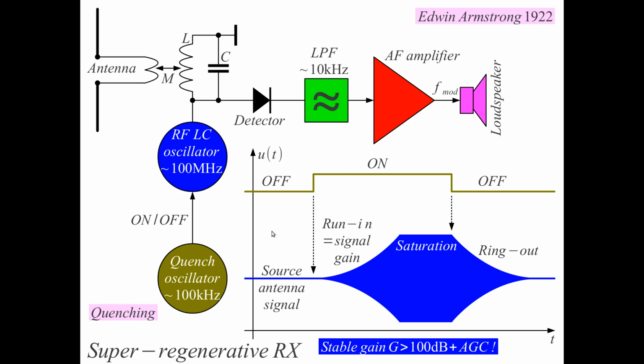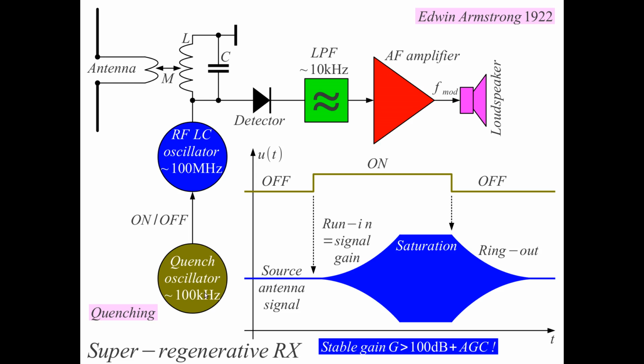The typical figures are 100 megahertz for the radio frequency oscillator and 100 kilohertz for the quench oscillator. Operating at 100 megahertz with very old vacuum tubes, maybe just an oscillator could be built. So that's the reason for the poor components Armstrong had available. After this oscillator, this slope can be detected by the detector.